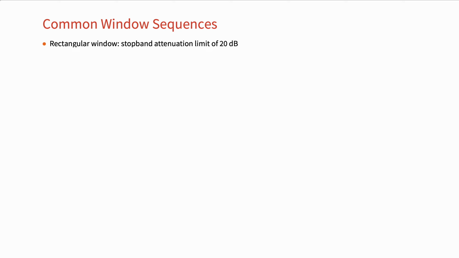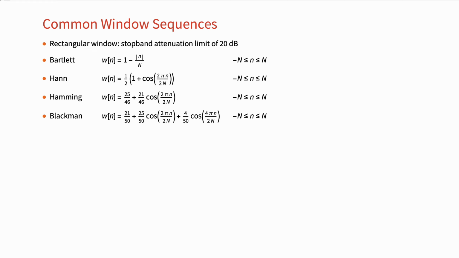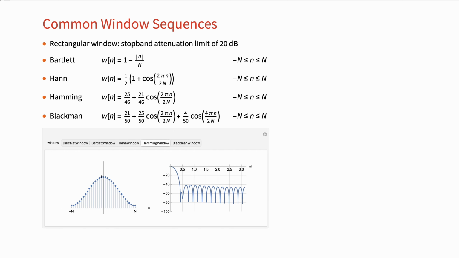As we showed before, truncating the impulse response with the rectangular window has the stopband attenuation limit of 20 dB. For this reason, for applications where we need greater attenuation, we consider alternative window sequences. Here are the best known and most widely used windows listed with their definitions. Plotting their magnitude spectra, we can compare the attenuation and the width of the transition region. Note that the larger attenuation with these windows comes at the cost of wider transition bands.